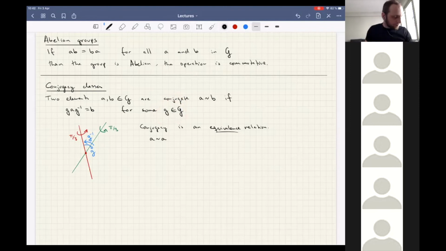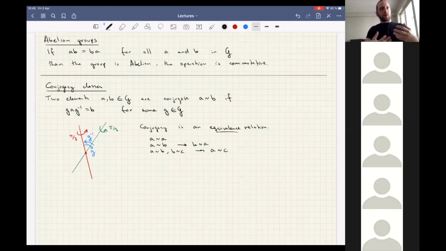We also have that if A is conjugate to B, then this means also that B is conjugate to A. So this is symmetric. We can see that if we just multiply here by G from the right and G inverse from the left, we will have the same kind of relation, just with the roles of G and G inverse reversed. And finally, if A is conjugate to B and B is conjugate to C, then A is conjugate to C as well. So these are the requirements for being an equivalence relation.